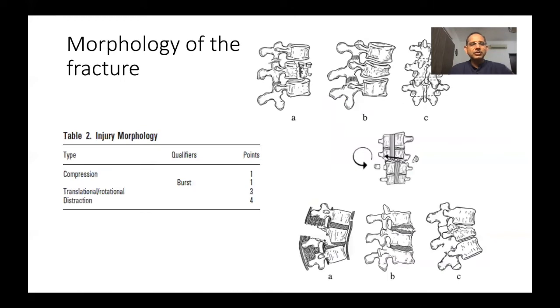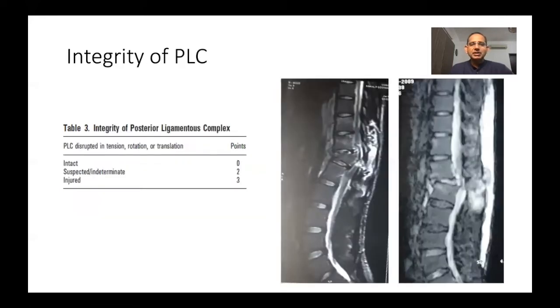Now, if you take a look at the point system, any compression fracture was given 1 point. Those with a burst component would get an additional 1 point. Those with a translational or a rotational injury were given 3 points. And those with a distraction injury were given 4 points. The PLC integrity was then next assessed. If it was intact, 0 points. If it was injured, clearly 3 points. But if it was suspected or maybe indeterminate, then there would be 2 points given to that as well.